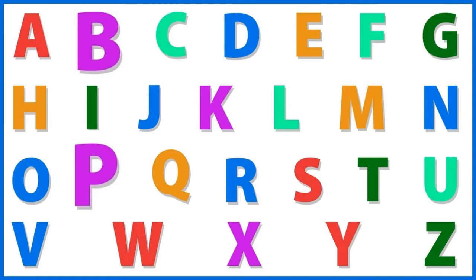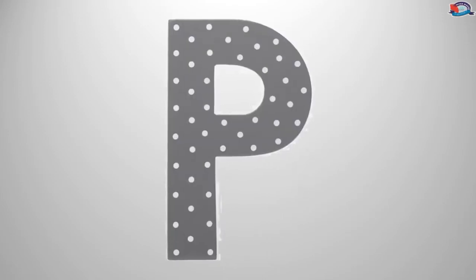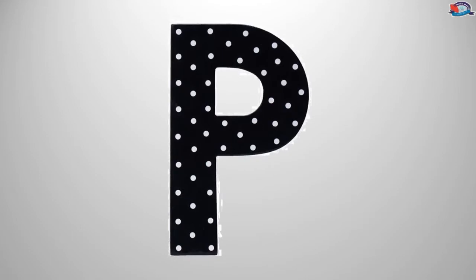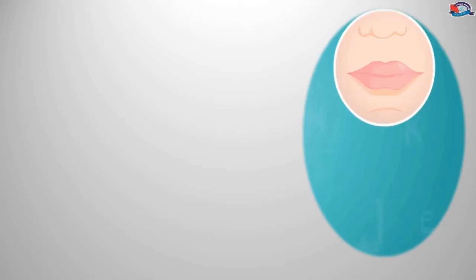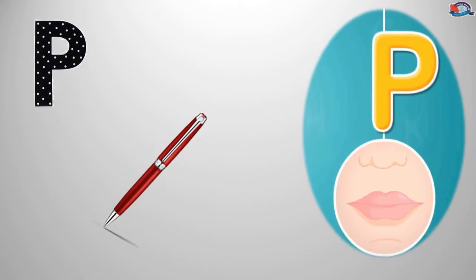First, we are going to see the capital letter P. Okay, come on. Here, the capital letter P. This is the capital letter P. Let's make a sound of it. Come on. Pa. P says pa. Yes. Pa, pa, pen. What is the sound of P? Pa. Pa, pa, pa, pen.